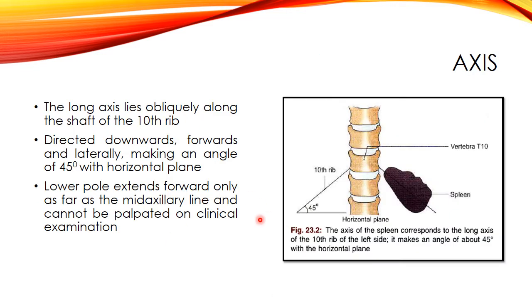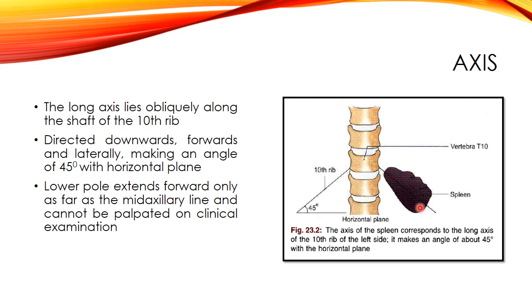The axis of the spleen. Now the spleen is a wedge-shaped organ which is not lying in a straight manner inside the abdominal cavity. Rather, the spleen is lying in an oblique manner, and the long axis of this obliquely lying spleen is along the shaft of the 10th rib on the left side. So over here we can see that this is the long axis of the 10th rib on the right side, and this is the long axis of the 10th rib on the left side.